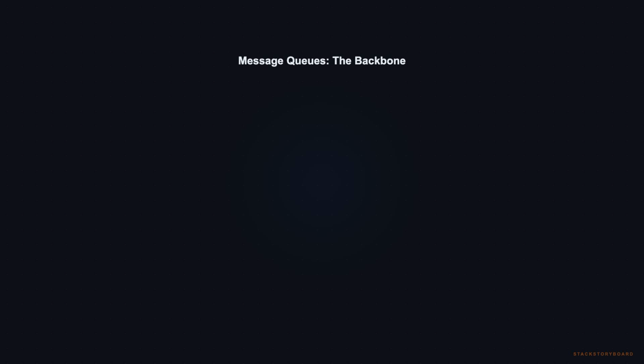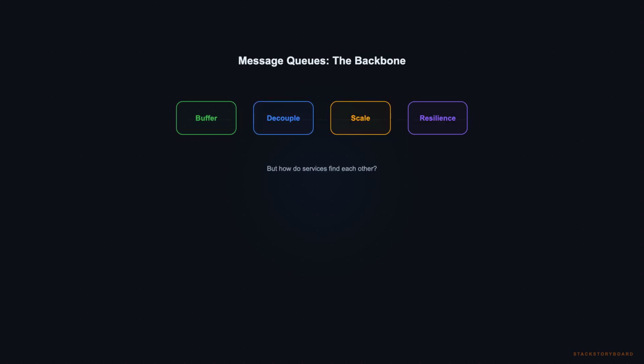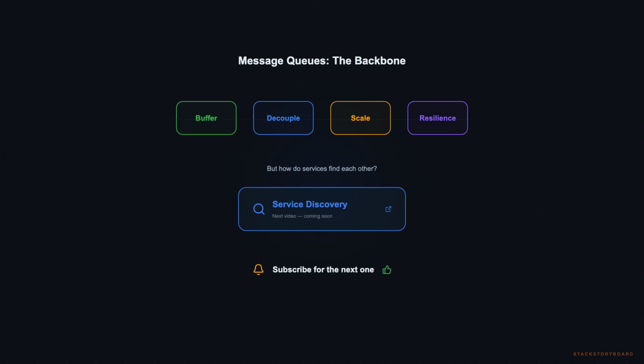But here's what we skipped. When you send a message to a queue, how does the queue know where to send it? How do workers find the right queue? And what happens when you have 100 queues all talking to each other? That's service discovery, the phone book that keeps distributed systems from getting lost. And that rabbit hole goes deep.